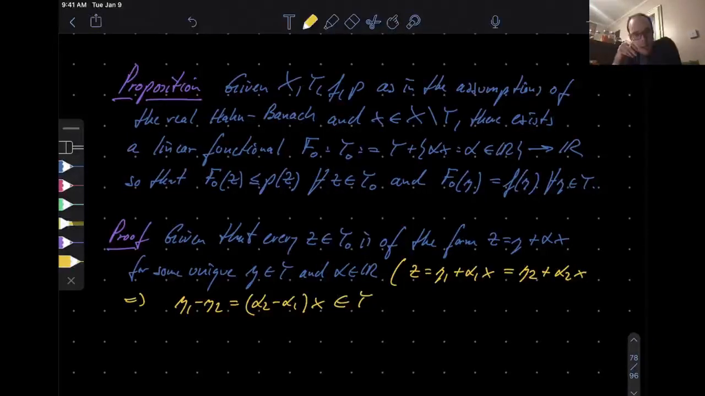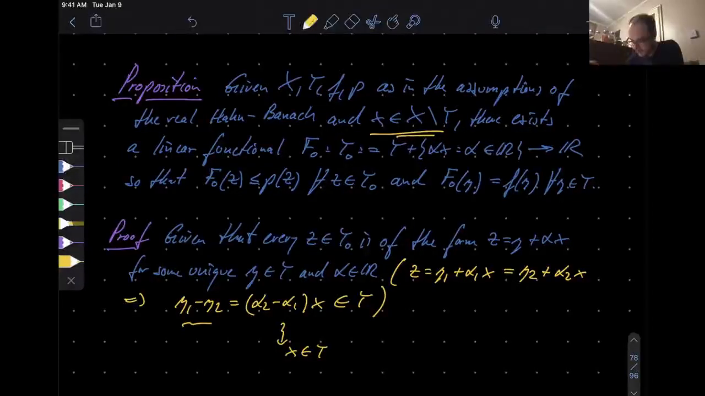But now if that difference of the alphas, alpha 2 minus alpha 1, were not equal to 0, then of course you could just divide it out because it's a scalar. And then you would find out that x is in y. But that's a contradiction because x is in the complement, right? Hence, that difference has to be equal to 0. That will give you that alpha 2 is equal to alpha 1. And once alpha 2 is equal to alpha 1, then this equality here says that the left-hand side has to be 0. So y1 is equal to y2. Okay. So indeed, that representation is unique.